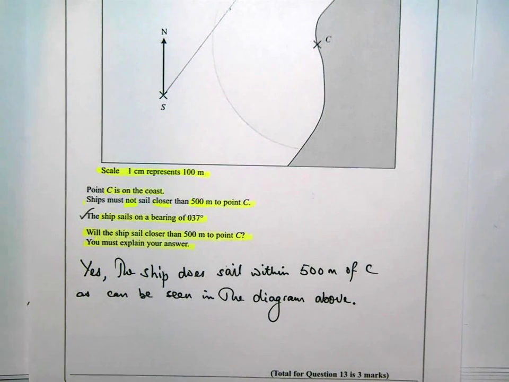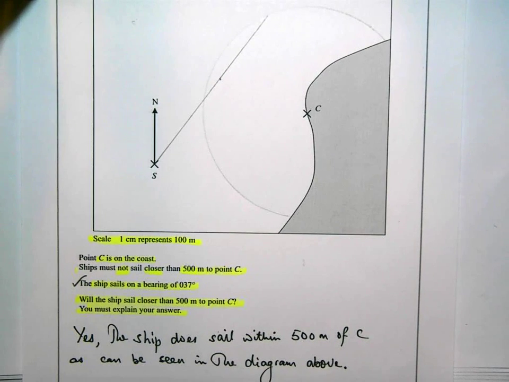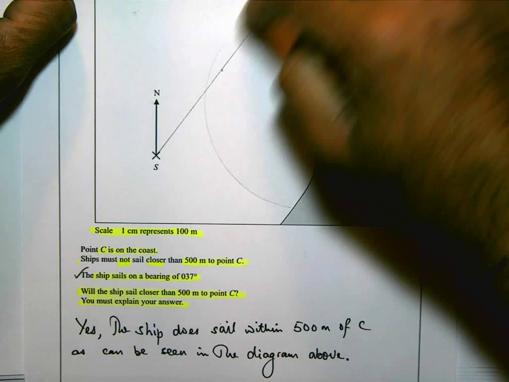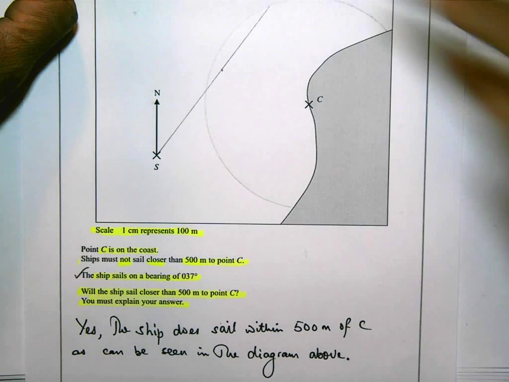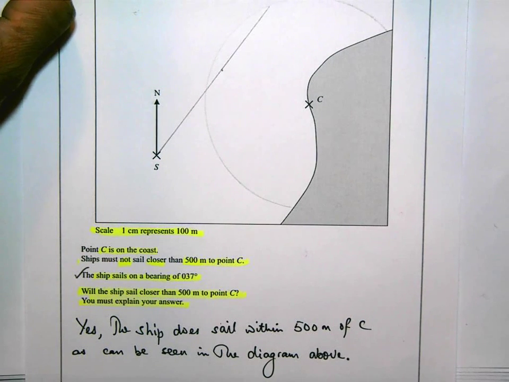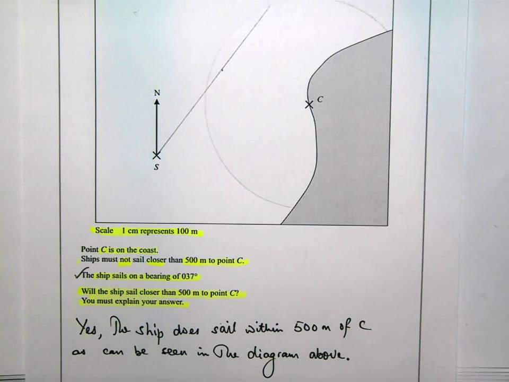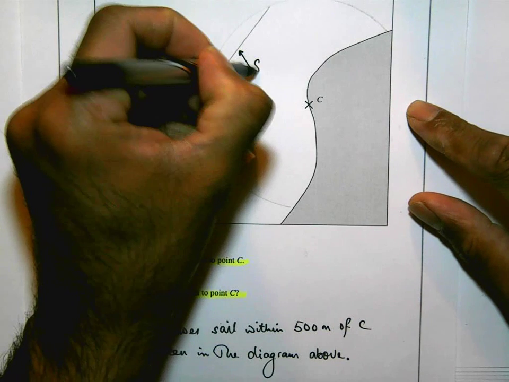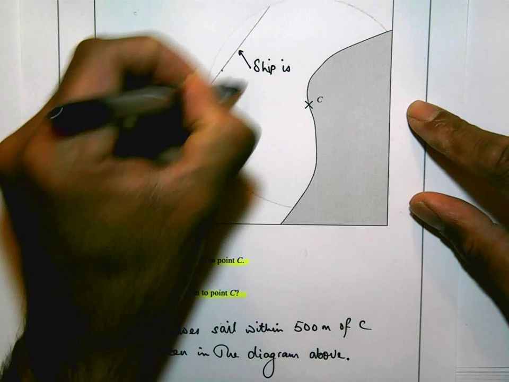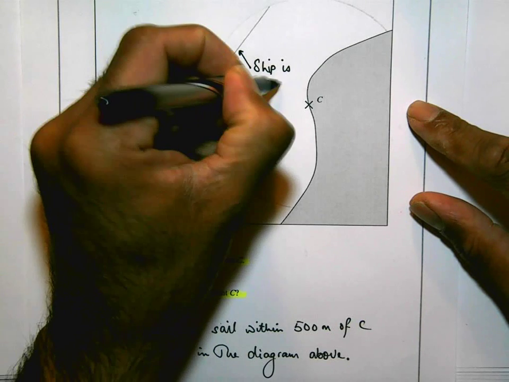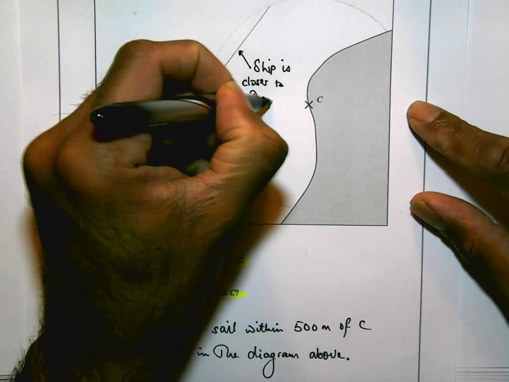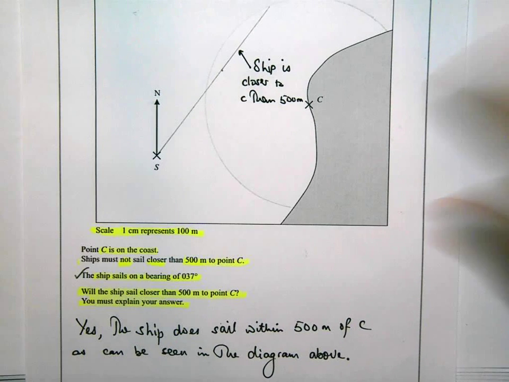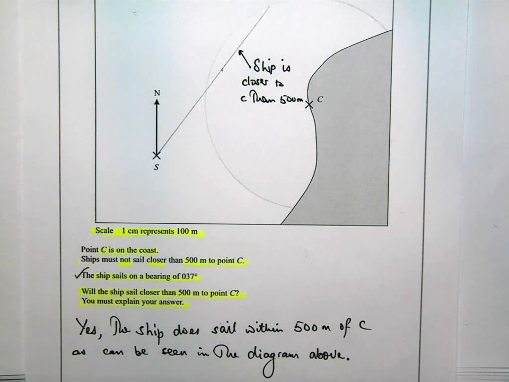You need to make sure you show these arc lines, these guidelines, everything, make sure they're there. You could put a bit more by saying here, the ship is closer to C than 500 meters. Not totally necessary, but this is one of those questions which people do find quite difficult and isn't often answered particularly well. Make sure you understand it, make sure you can do it, make sure you can get full marks in it.